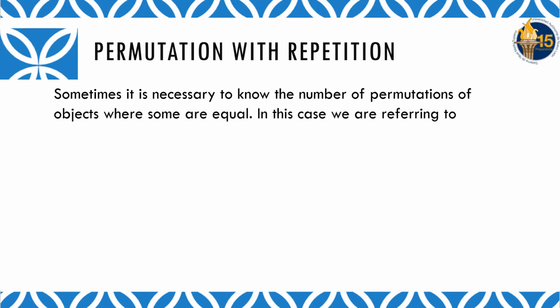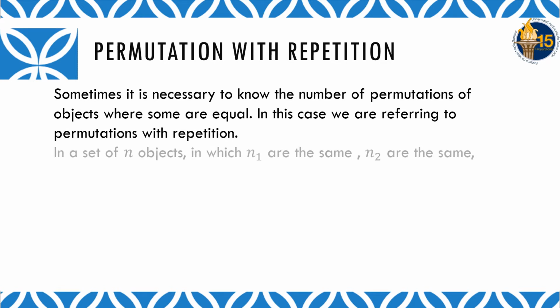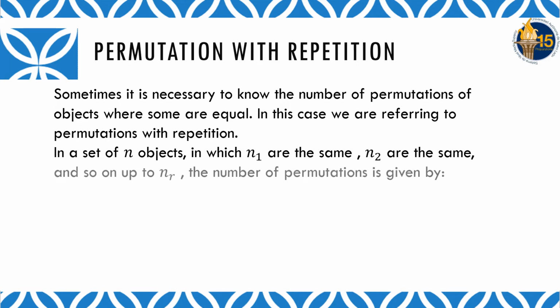Sometimes it is necessary to know the number of permutations of objects where some are equal. In this case, we are referring to permutations with repetition. In a set of n objects, in which n1 are the same, n2 are the same, and so on, the number of permutations is given by the following formula.